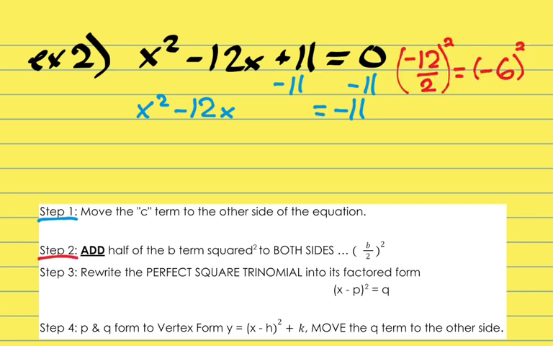Now for step 2, the most important step. Take the b term, which was negative 12. Cut it in half, which gives you negative 6. And then square negative 6. Raise it to the power of 2.